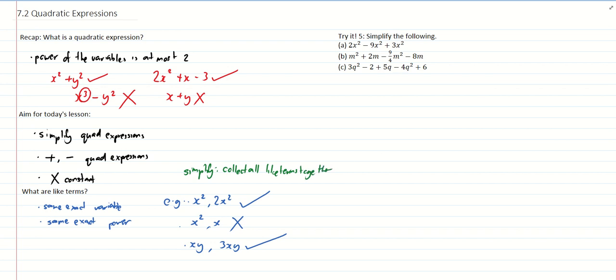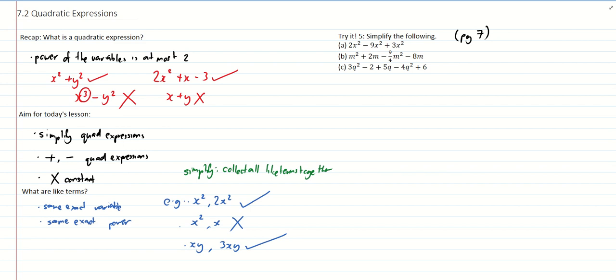So let's take a look at Try 5. If you have your textbook with you, it will be on page 7. Okay, so let's simplify all these quadratic expressions. Let's take a look at the first one, part A: 2x squared minus 9x squared plus 3x squared.